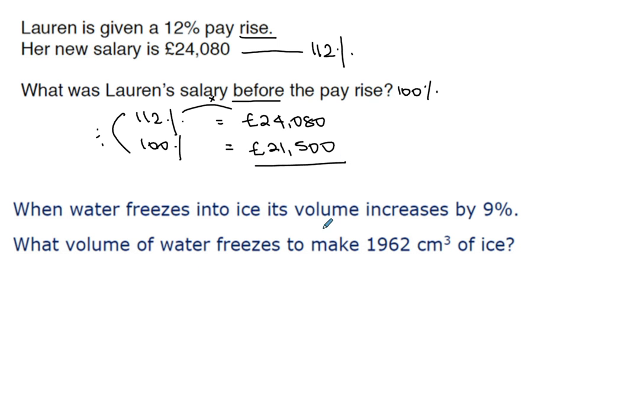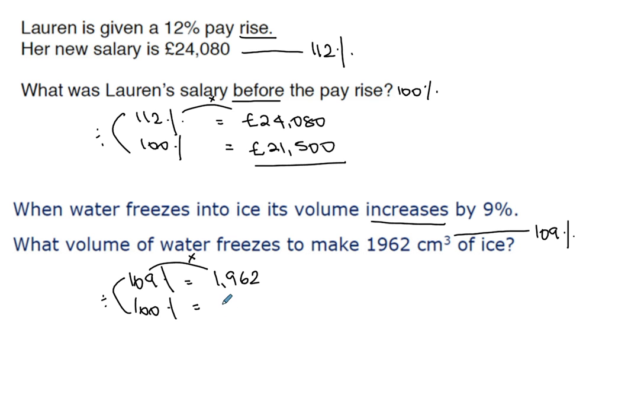When water freezes into ice, its volume increases by 9%. So it's increasing. What volume of water freezes to make 1,962 centimeter cubed of ice? Okay, so you can tell that is your 109%, because it's increasing by 9%. So we go 109% equals 1,962. So 100% is, say it with me, that divided by that times that, and you get 1,800 centimeter cubed.